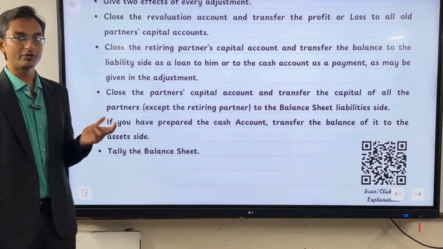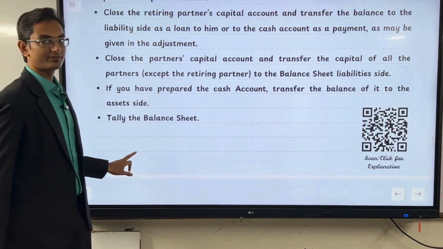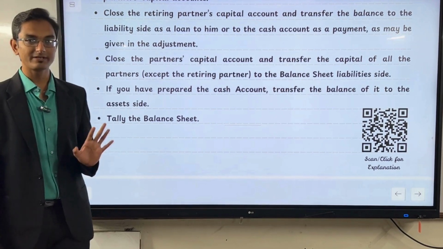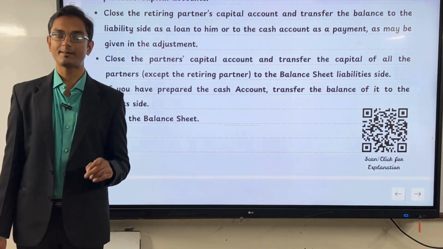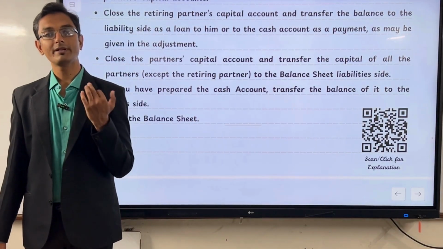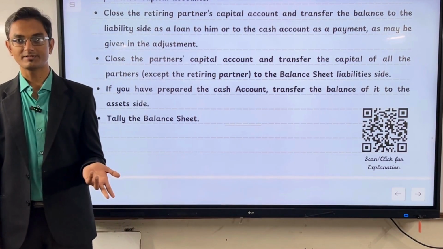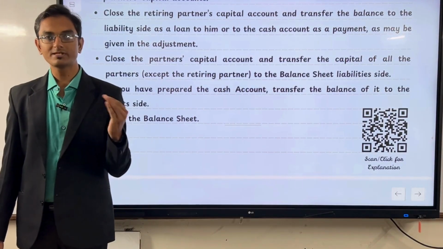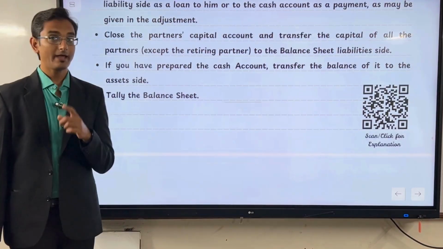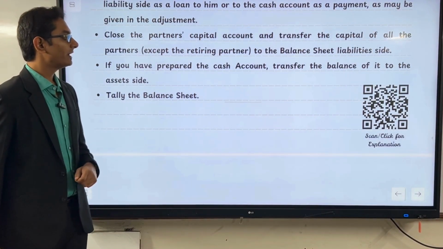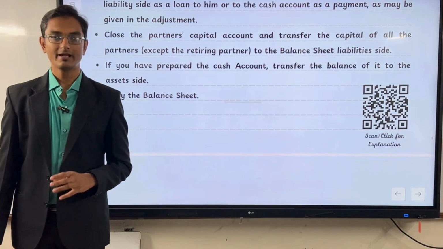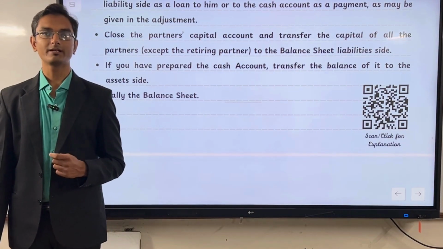So according to the question, you need to give the effects. Then after that, close the partners' capital accounts and transfer the capital of all the partners except the retiring partner to the balance sheet liability side. That means we closed the retiring partner's account and gave the effect in cash or loan; after that, for the remaining 2 or 3 partners, whatever the closing balance is, we are supposed to transfer to the balance sheet liability side under the head of capital. And lastly, you have to close the cash account, and whatever the cash balance is, you are supposed to transfer to the balance sheet asset side, and at the end your balance sheet will definitely get tallied.